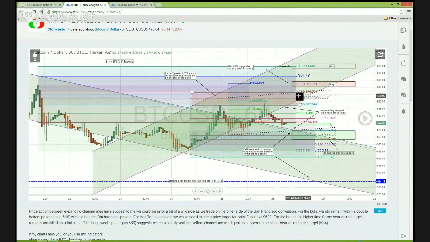And what I find really interesting here is that if we just did a nice simple fib from this high here, that's 607, down to these lows, we came up and basically kissed the OTE short sweet spot right on the nose.